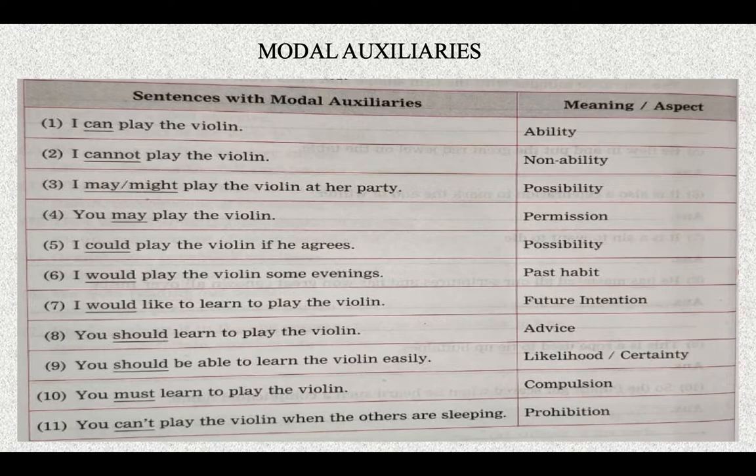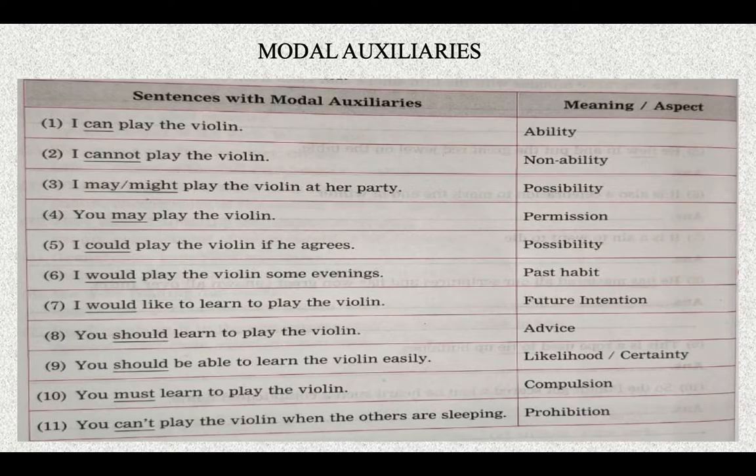You should learn to play the violin. Someone is giving you advice, therefore, giving the meaning or an aspect of advice. You should be able to learn the violin easily, meaning certainty. That means in the future you will definitely know how to play the violin. You must learn to play the violin. Must showing compulsion, that it is compulsory for you to learn.